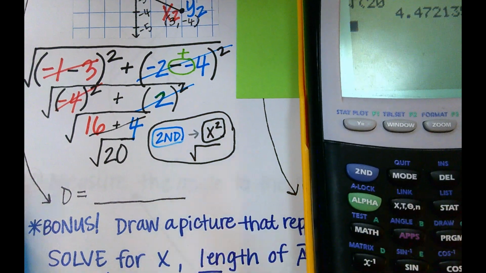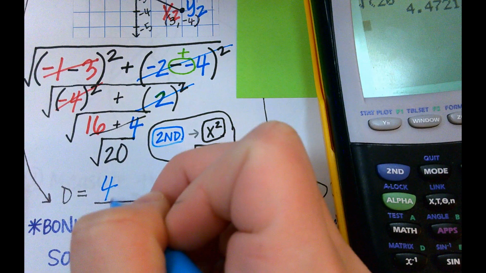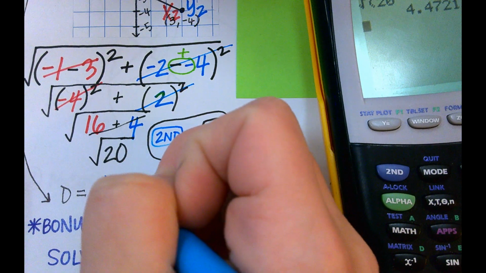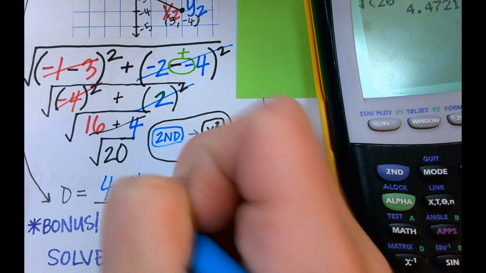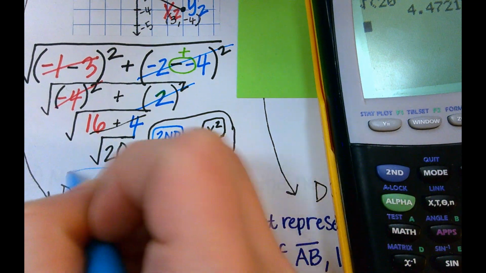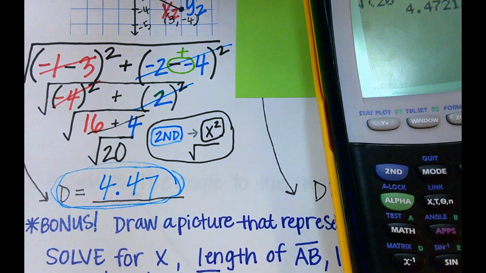Okay, so you only need 1 or 2 decimals, but I'm going to put 4.47. And I always appreciate you circling it. But if it's on a line, I should find that one a little easier.